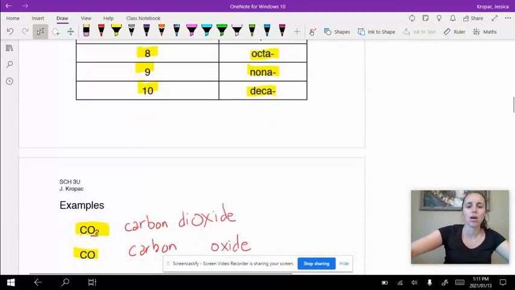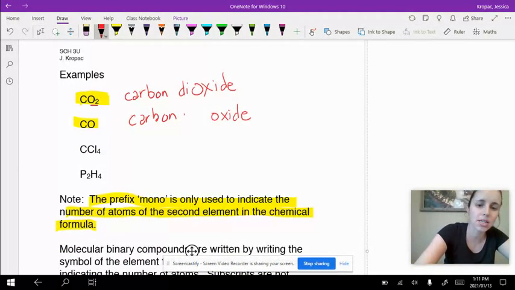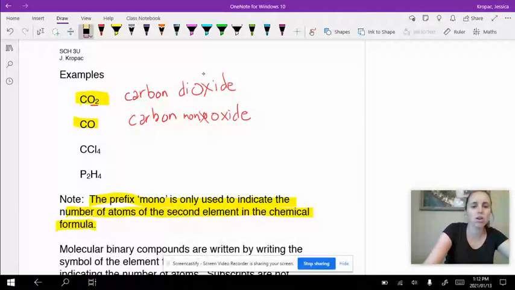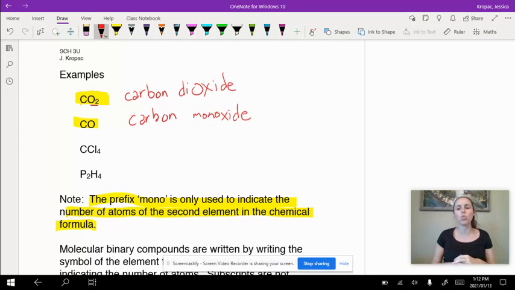1 is mono, so I'm going to call this mono-oxide. Now here's another kind of tricky thing that we do in chemistry. If you take a look at it, that says monooxide. That's really weird. We wouldn't call it that. Usually when there are 2 letters that are the same side by side, we drop one of them. So I'm going to drop one of these O's here and just call this monoxide. So we're going to call CO carbon monoxide.